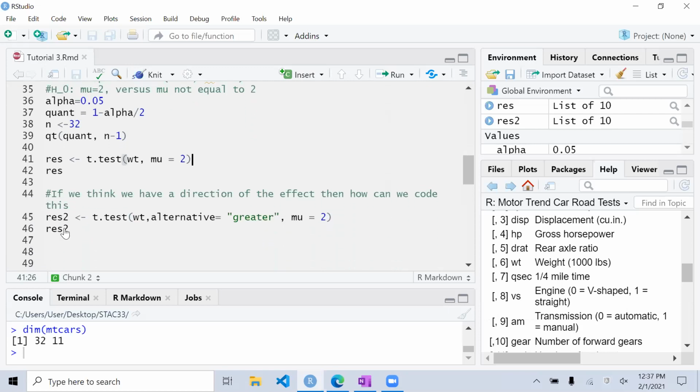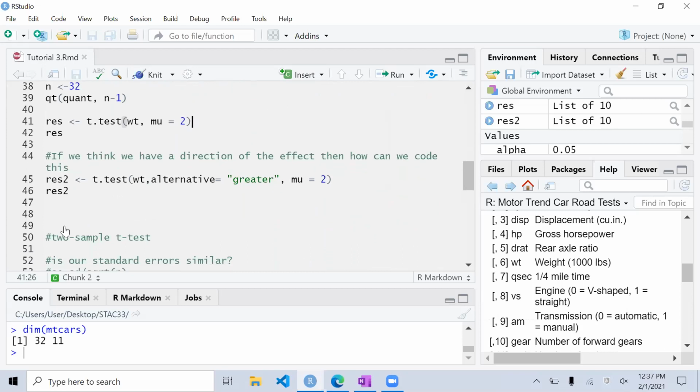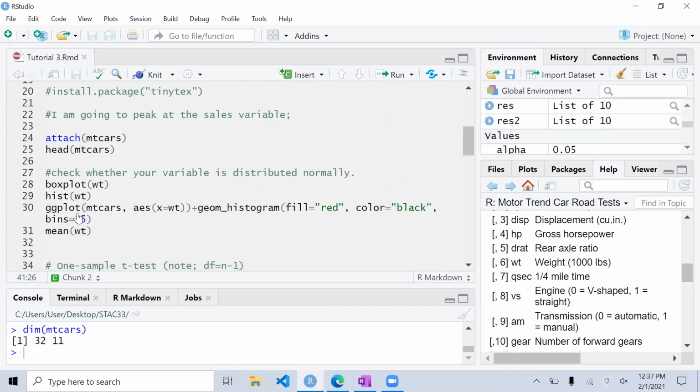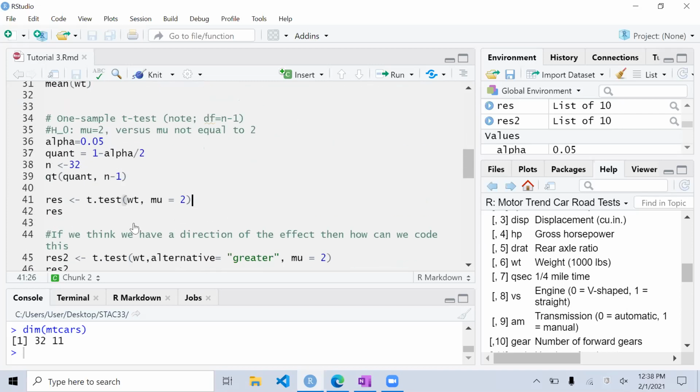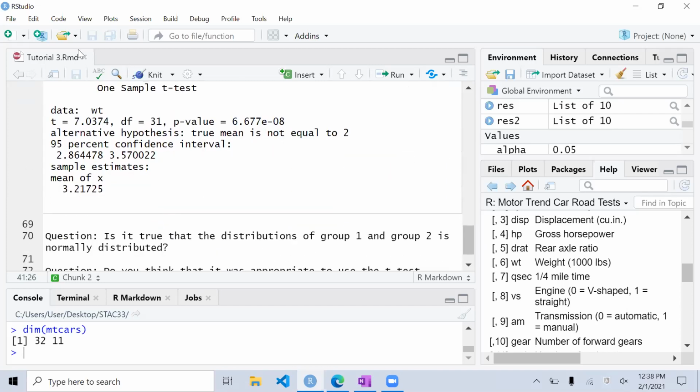Okay, so let's change the direction. Let's just change things slightly. Now, when I took the mean of weight up here, I knew the direction of the effect. I knew it was already bigger than 2. That's because I knew the mean was 3.125, and it was corroborated when we looked at the actual t value here. You can see that we know the mean is 3.21. So let's change the test a little bit.